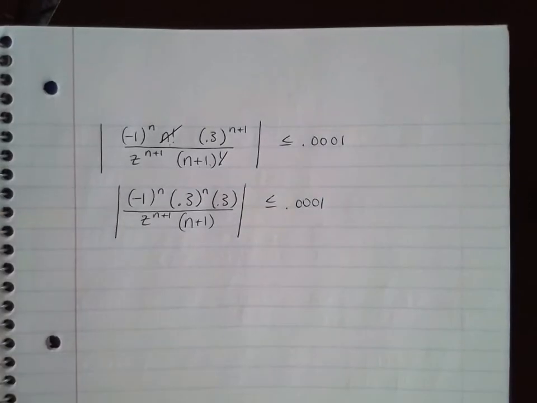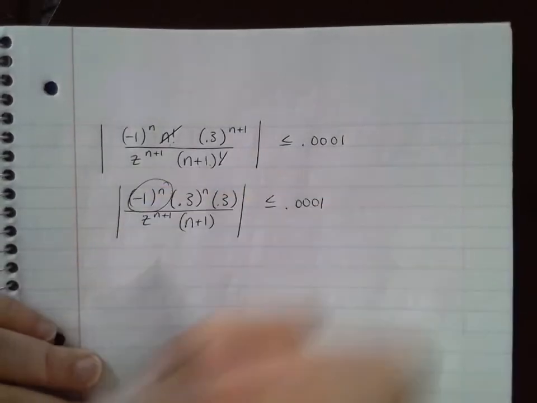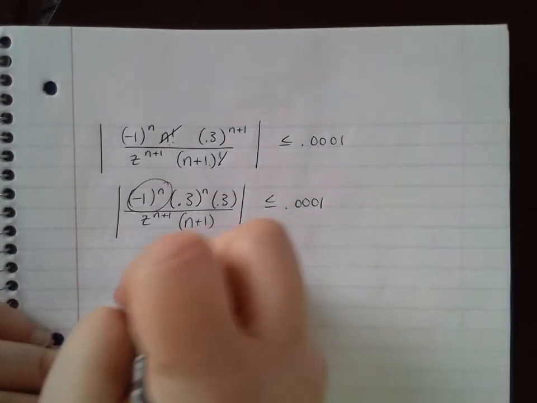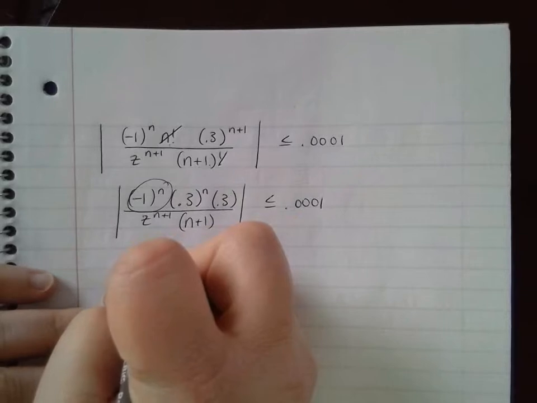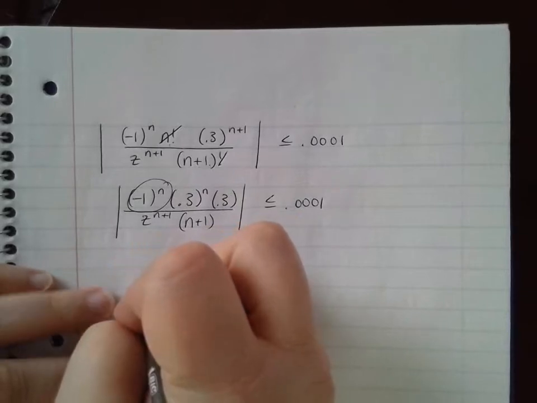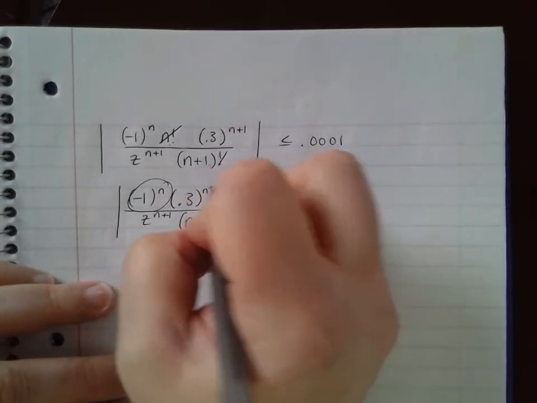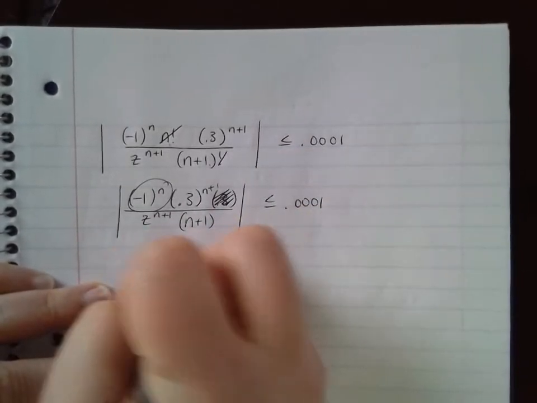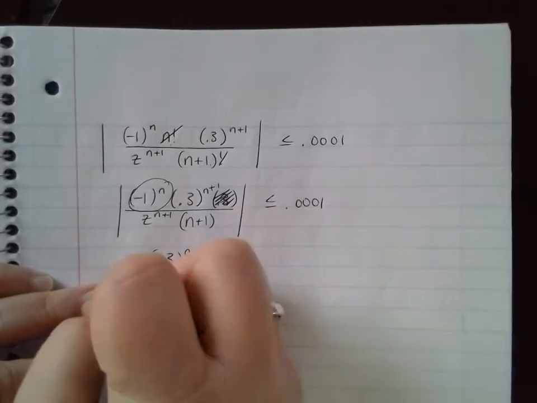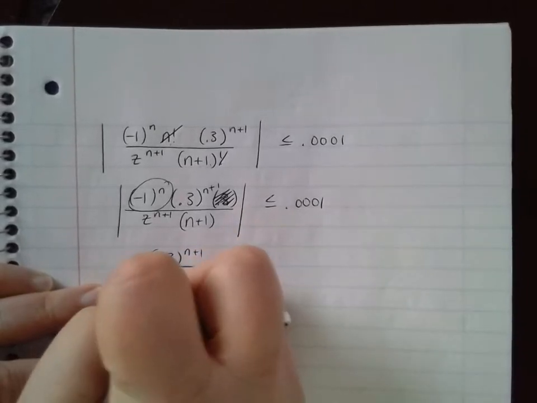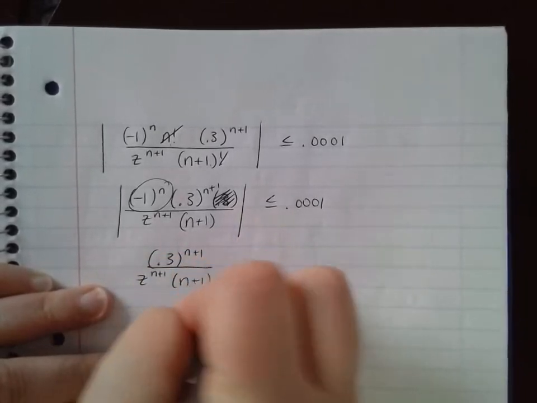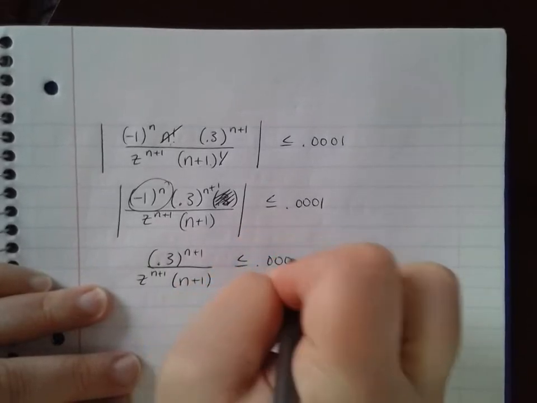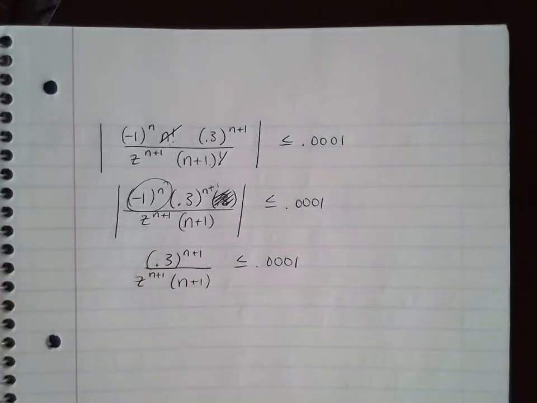Okay. If I apply absolute value to that, the only thing it's going to affect is this right here. So I can look at this as, I guess I don't need to split this. I don't think that helps in my math. 0.3 to the n plus 1 over z to the n plus 1 times n plus 1. Okay, so let's go back to talking about z.